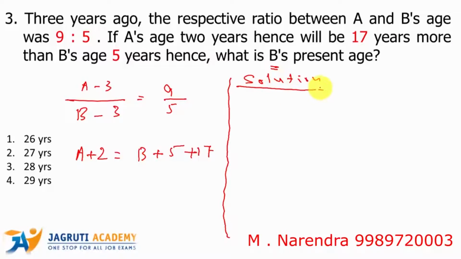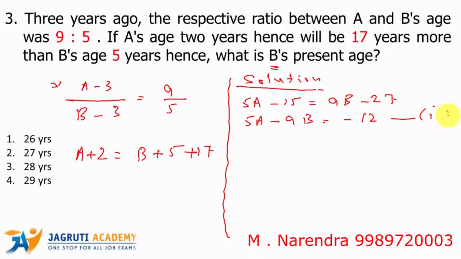Now what I understand is, by this expression I get one equation with A and B. Let's frame that equation. That's 5A minus 15 is equal to 9B minus 27. 9 into 3, 27. Okay, so 5A minus 9B, which is equal to minus 27 plus 15, which is minus 12.